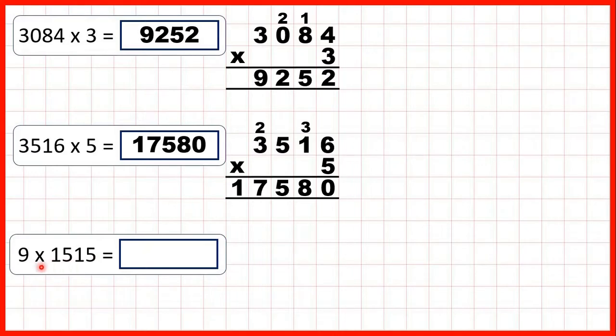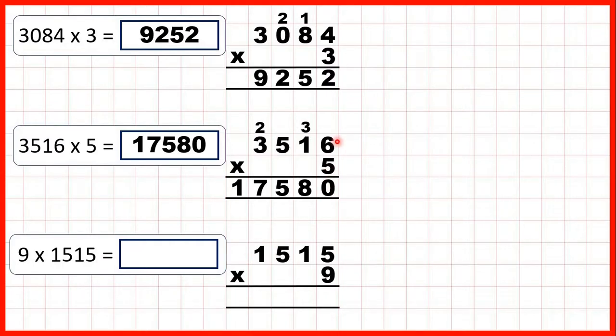So now we have 9 times 1,515. Now it doesn't matter that the single digit number is written first, we still write the question out in the same way that we've been doing, so with the larger number, the number with the most digits on top. And we can do that because with multiplication, order doesn't matter.